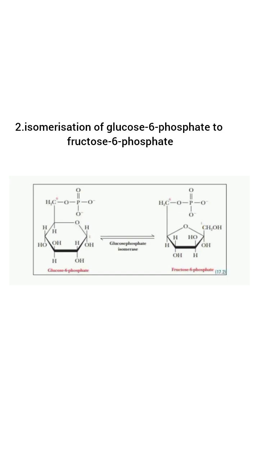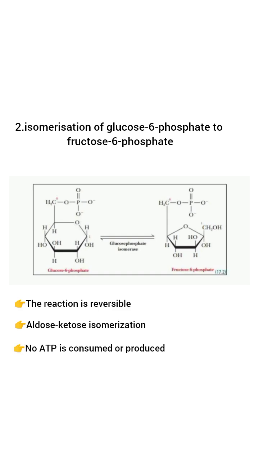Here are things to know about this reaction. 1. The reaction is reversible. 2. It is an aldose-ketose isomerization since it involves the conversion of an aldose to a ketose. 3. No ATP is consumed or produced.